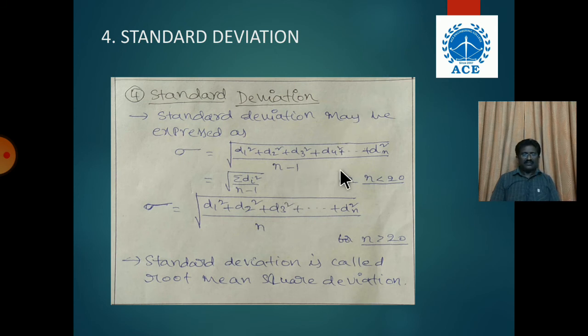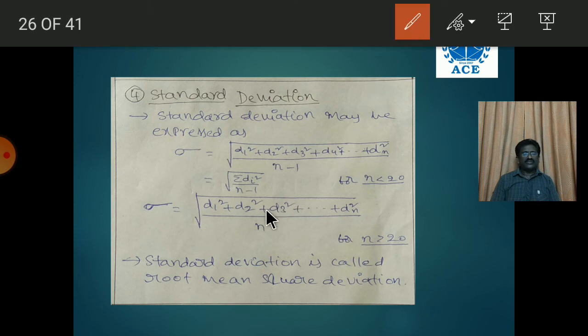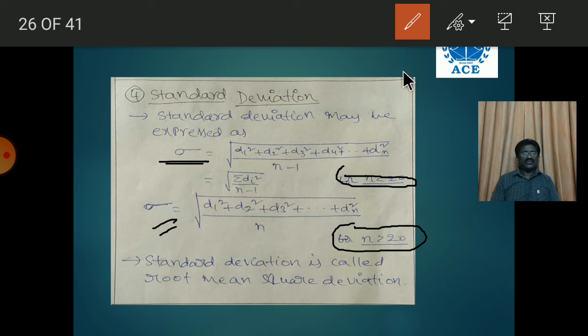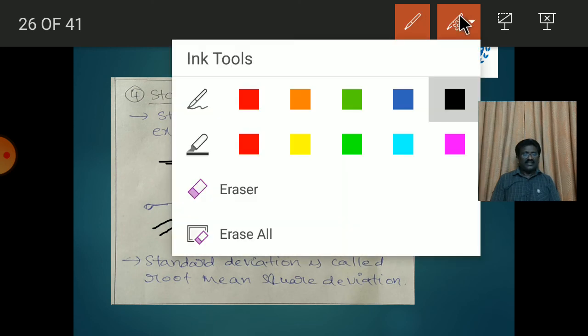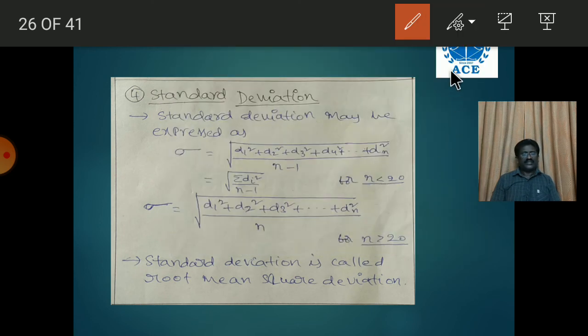So here, based on n values, now we can decide the standard deviation value. For n less than 20, you should write sigma is equal to under root of (d1 square plus d2 square plus d3 square plus so on plus dn square) divided by n minus 1. For n greater than 20, you can write standard deviation is equal to under root of (d1 square plus d2 square plus d3 square plus so on plus dn square) divided by n. So standard deviation is also called root mean square deviation.